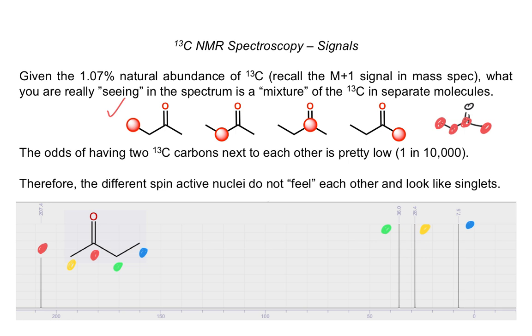Is that clear as mud? Any math majors in the crowd? This is like a probability problem. For 4 carbons, what's the probability of having a molecule with all of those carbons as C13 labeled? It's going to be pretty small.